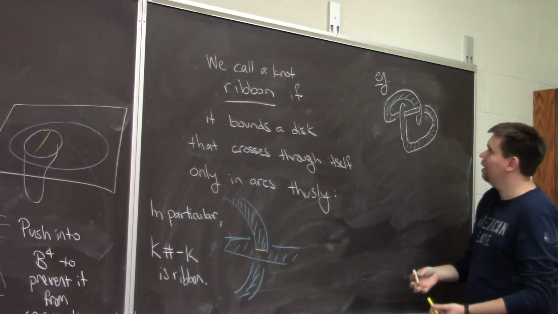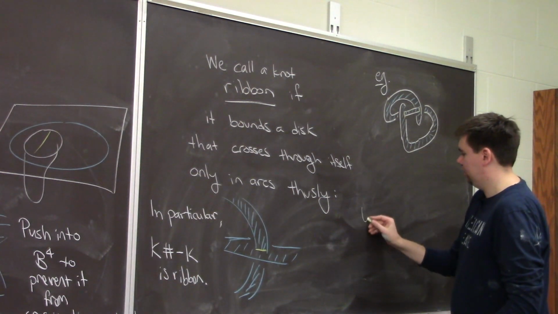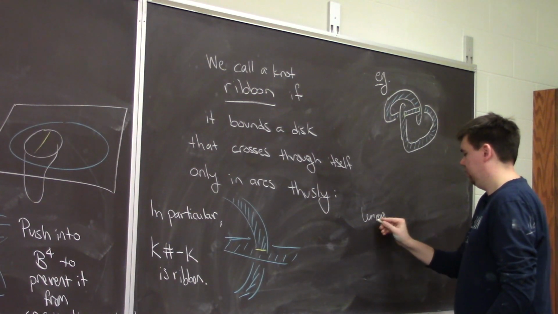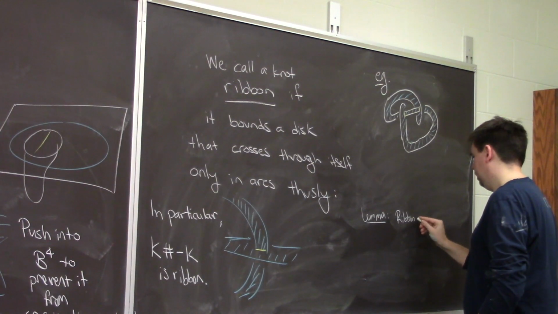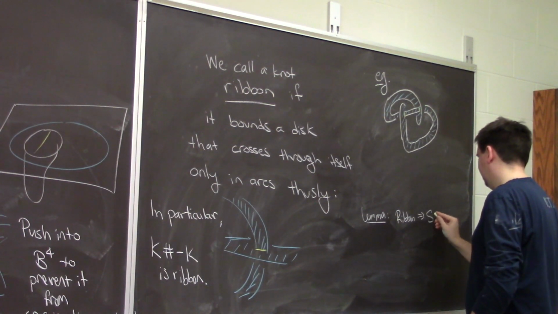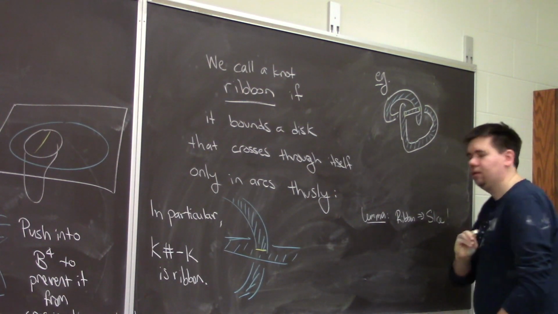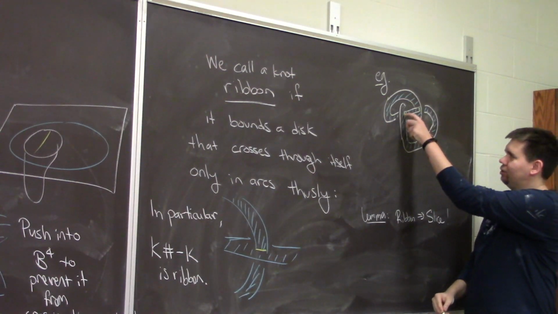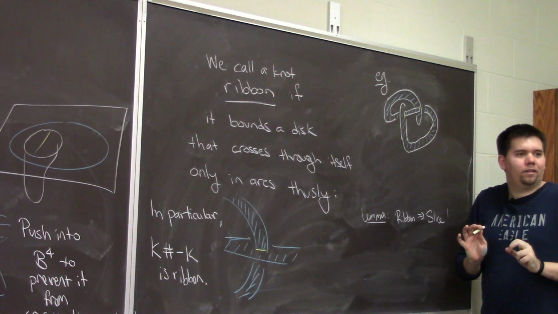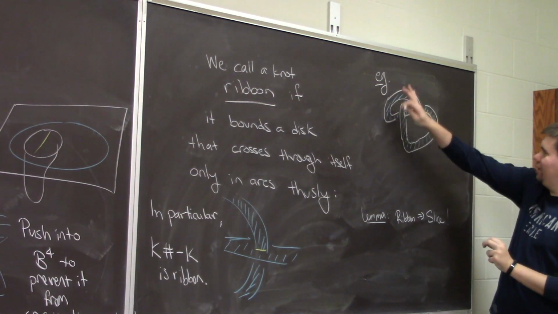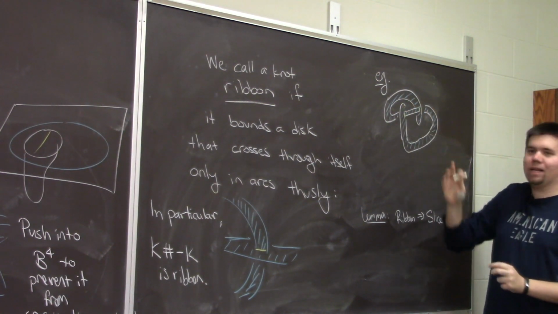Now, from the same argument from before, I'm trying to convince you that this is actually slice. So you see what I'm trying to argue, I say lemma: ribbon implies slice. Because whenever it passes through itself in some arc, you just push that down into your ball. And so it's still bound in a disk, but it's a disk in the ball that doesn't pass through itself.